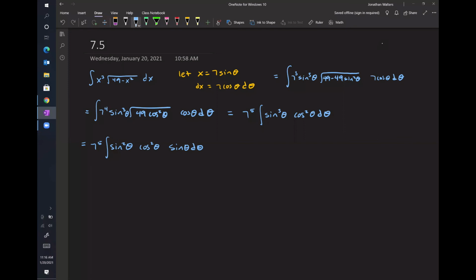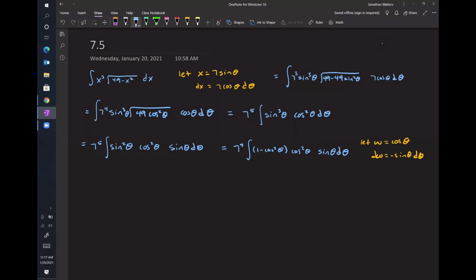What are we doing? We're setting ourselves up for a u substitution for cosine. So take sine squared, convert it to 1 minus cosine squared. So this is going to be 7 to the 5th power integral of 1 minus cosine squared theta, cosine squared theta, sine theta d theta. And now I'm going to let w equal cosine of theta, and dw equal negative sine theta d theta is the derivative.